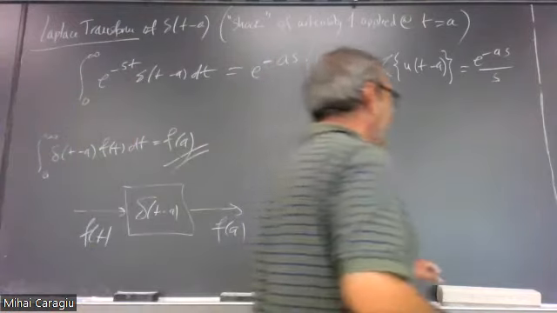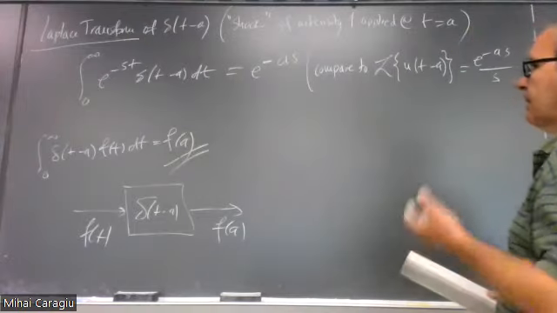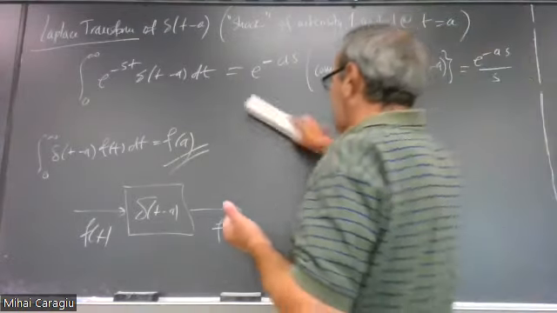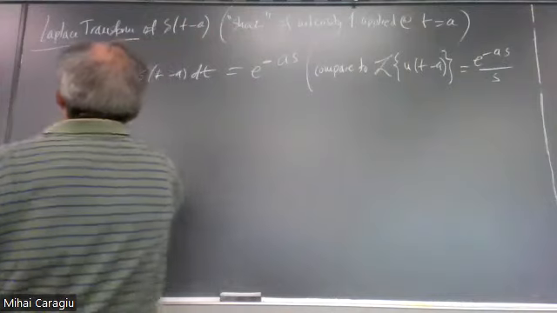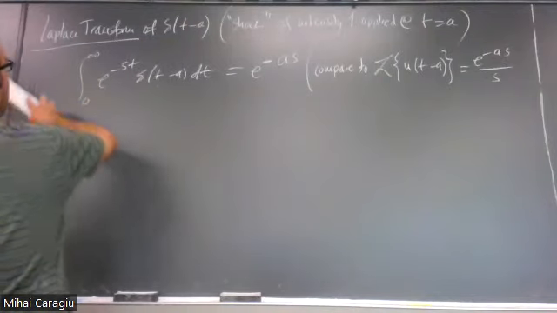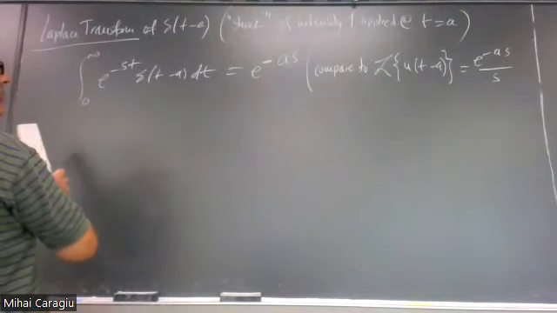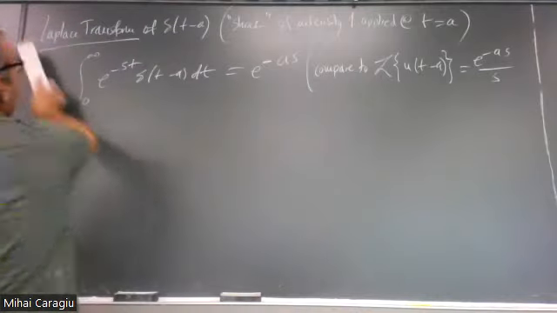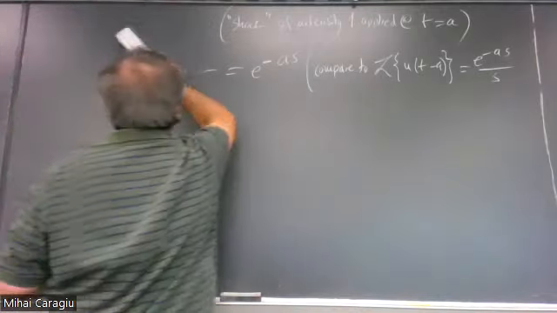With this idea in mind, let's start solving initial value problems involving delta functions. Essentially, these are oscillators. So the Laplace transform of the delta function is e to the minus as. Let's keep this in mind.